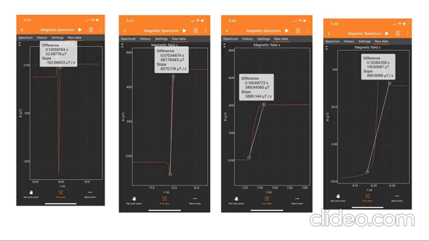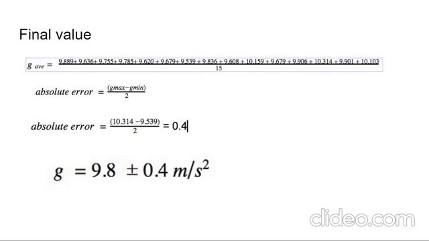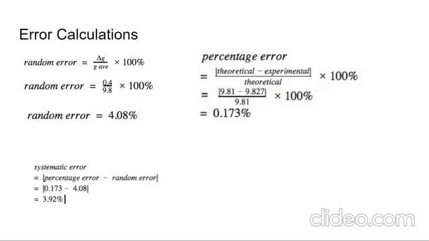These are the different times obtained through the Firefox apparatus. We found the final value by taking the average of 15 gravity values, which gave us a value of 9.8 meters per second squared. We found the absolute error using the g max minus g min over 2, which gave us an absolute error of 0.4 meters per second squared, thus giving us an acceleration due to gravity of 9.8 plus minus 0.4 meters per second squared.